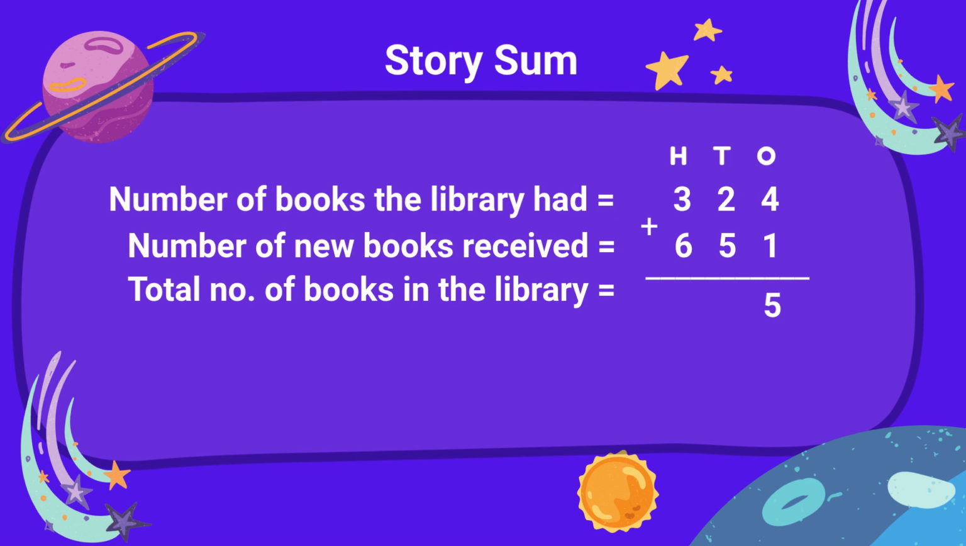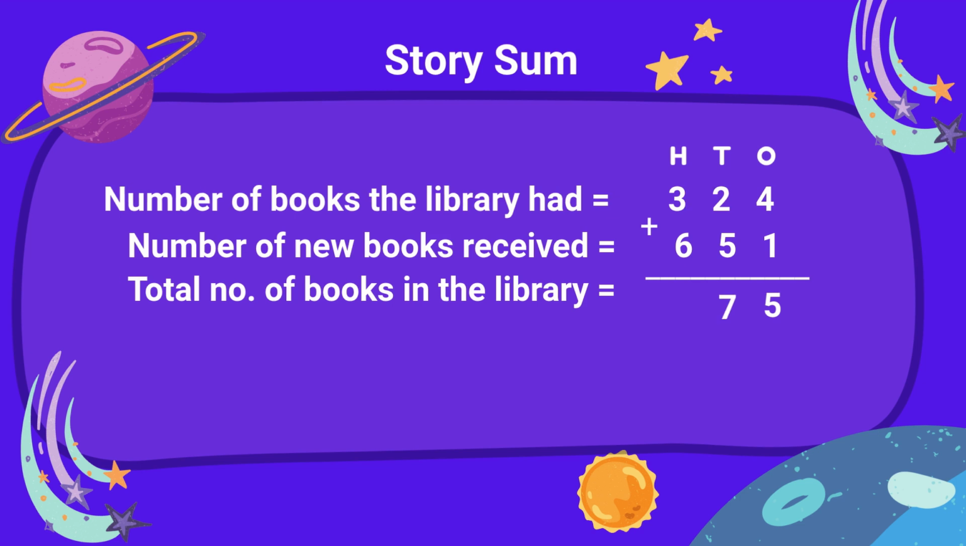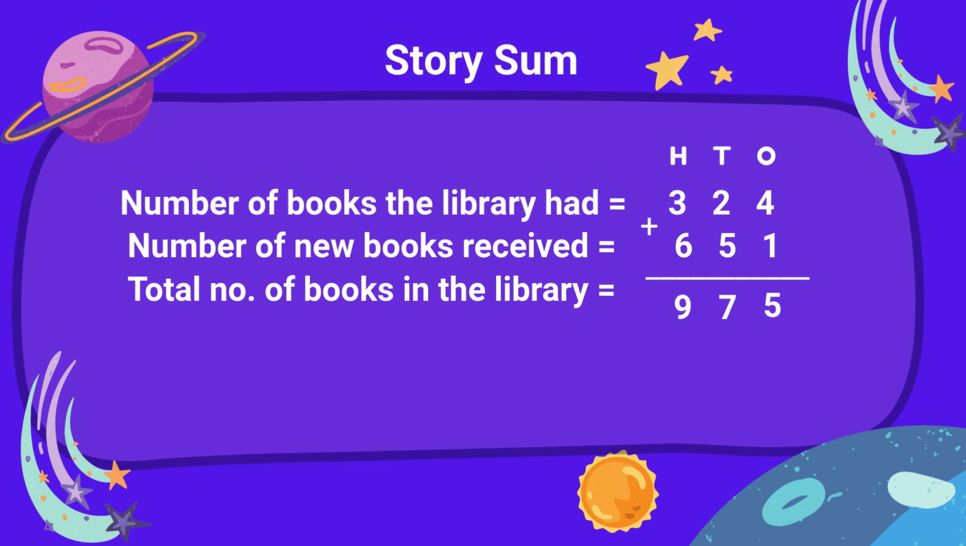Now let's add the tens. In the tens place we have 2 and 5. 2 plus 5 equals 7. Write 7 in the tens place. Now let's add the hundreds. In the hundreds place we have 3 and 6. 3 plus 6 equals 9. Write 9 in the hundreds place.